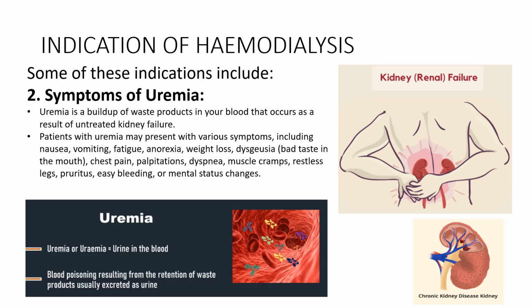The second indication is symptoms of uremia. Uremia is a buildup of waste products in your blood that occurs as a result of untreated kidney failure. The patients with uremia may present with various symptoms which include nausea, vomiting, fatigue, weight loss, chest pain, muscle cramps, restless legs, easy bleeding, and mental status changes. So these are the symptoms of uremia.